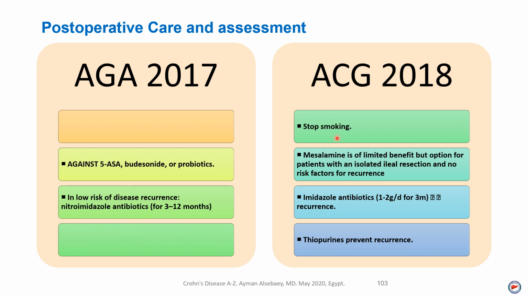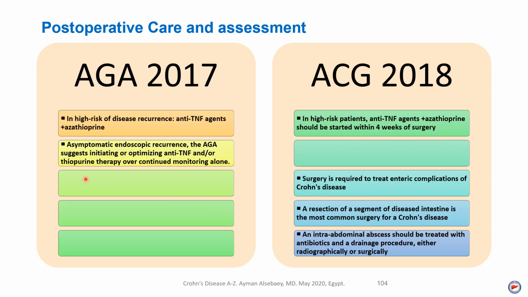Always stop smoking. Always stop smoking. Should we give antibiotics? Yes. They found that giving antibiotics, especially in the low-risk patient, for 3 to 12 months after surgery, decreases the recurrence. But if there is high risk of recurrence, we should give from the start anti-TNF plus azathioprine, but when to start? Within 4 weeks of surgery. Within 4 weeks of surgery.